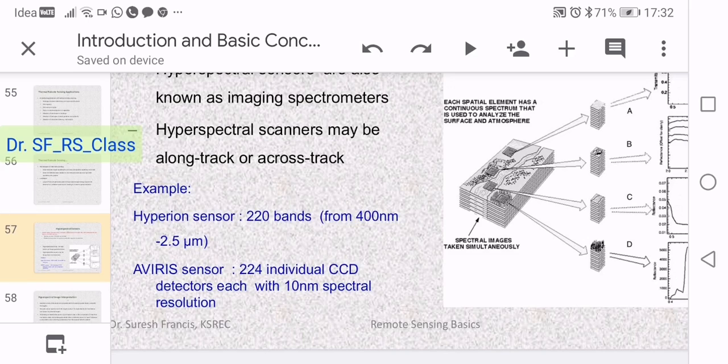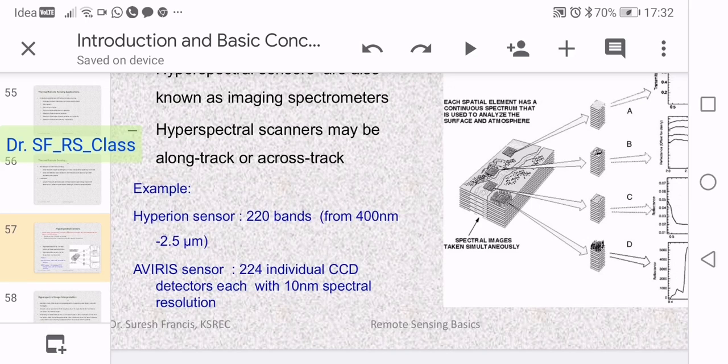The Hyperion sensor has 220 bands from 400 nanometers to 2.5 micrometers, and AVIRIS, the Airborne Visible and Infrared Imaging Spectrometer, has 224 individual charge coupled devices at 10 nanometer spectral resolution, so each has a 10 nanometer width. So the total will be 2240 nanometers in the case of AVIRIS.